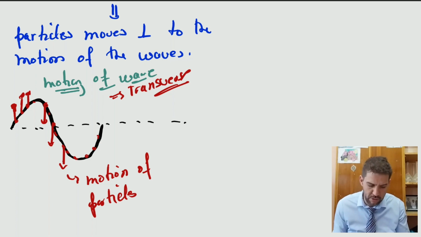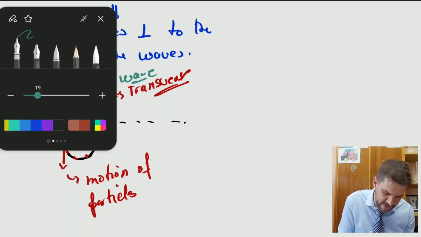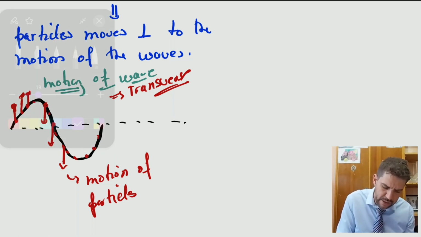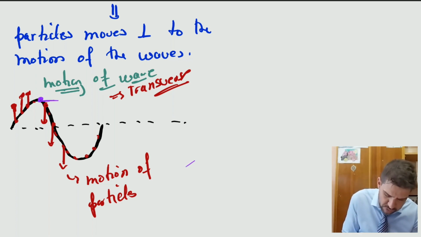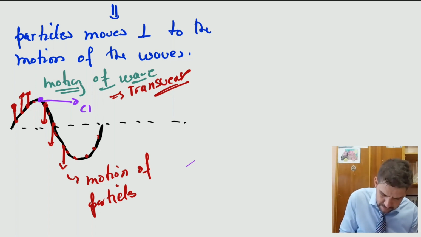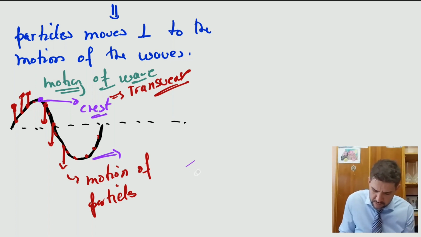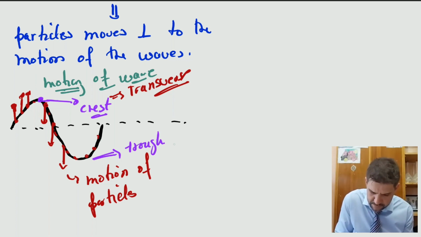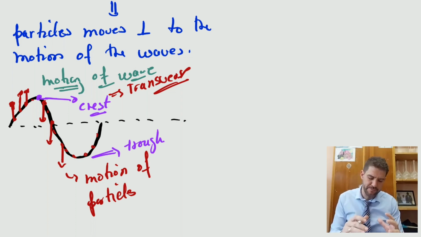Now, what else is important in terms of a transverse wave? The higher points on the wave are called crests. These high points here are called crests. And the lowest points below are called troughs. So those are important points to remember about a transverse wave.